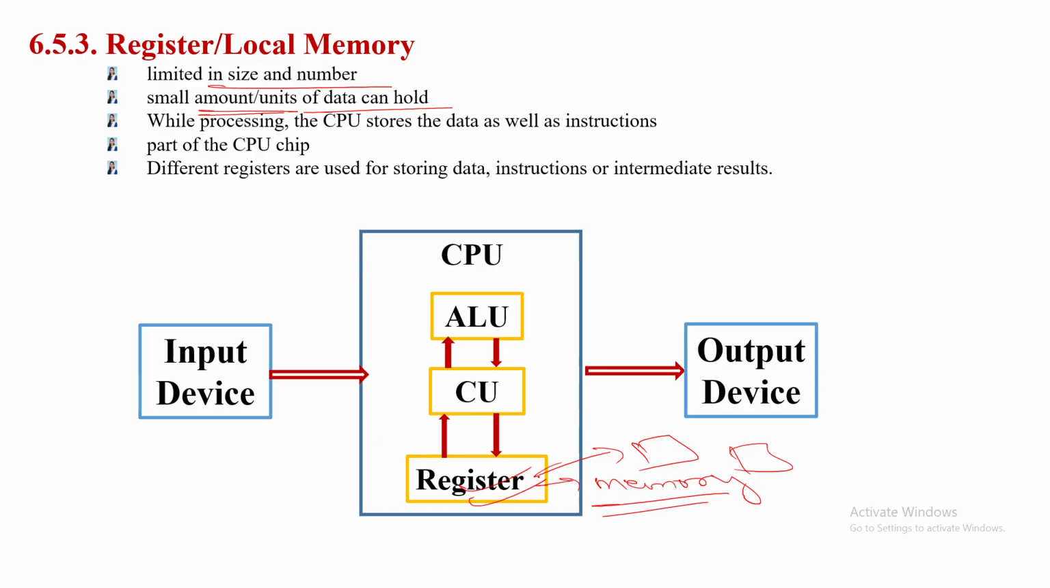Whenever you feed the data, it can also be stored here only, and then afterward sent to the ALU, and the ALU will send it back here only. Okay, so it is part of the CPU. Different registers are used for storing data, instructions or intermediate results, as I have already told. Storing the data means that through the input device, whenever you feed the data, it comes to the register unit, and the register unit just stores the data temporarily, and then it is sent to the ALU.